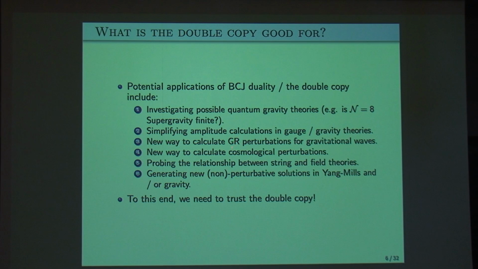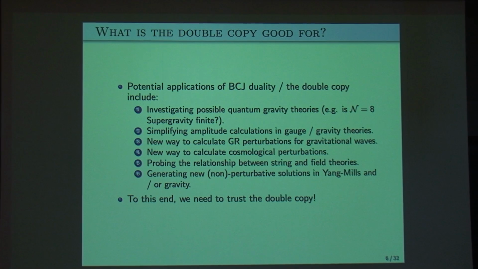Two perhaps more speculative but quite optimistic applications would be, first of all, a new way to calculate perturbations in general relativity, things like gravitational waves. So there may be an application to astrophysics-type physics. Also, a new way to calculate cosmological perturbations. We have some evidence from the work that we've been doing that this double copy may work on curved space. And if we take de Sitter, then you're basically calculating cosmological perturbations, so that could be in principle of use. This body of work is also useful for probing the relationship between string and field theories and how those all tie in together.